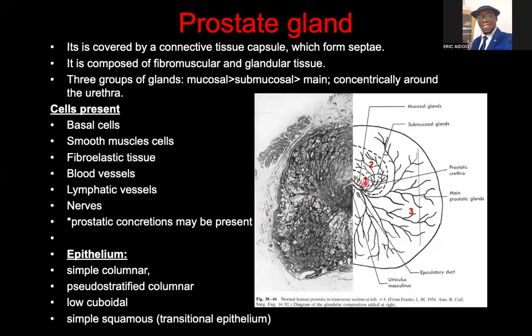So if you want to trace the mucosa, submucosa, and the main, we can use these numbers 1, 2, and 3. We expect the mucosa, by convention, to be very close to the lumen. Okay, so mucosa, then submucosa deeper, and then you have the periphery being the main region.